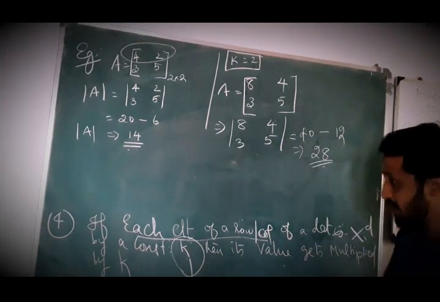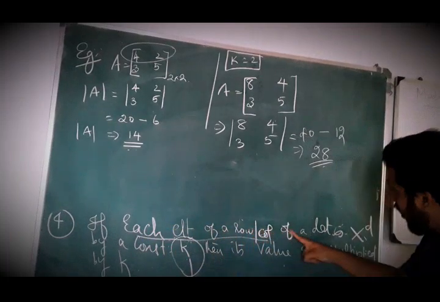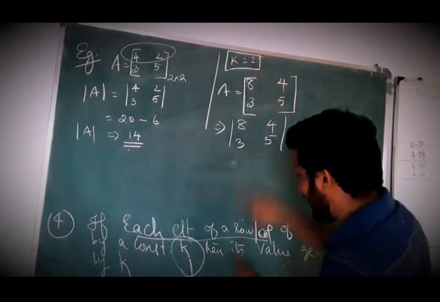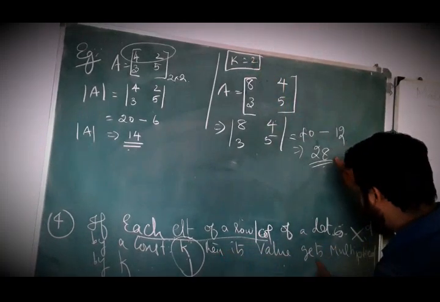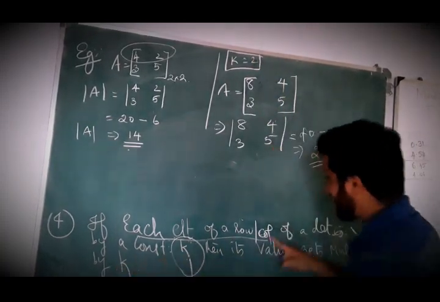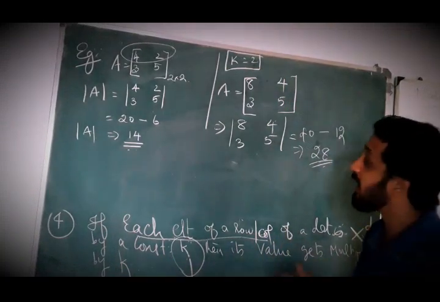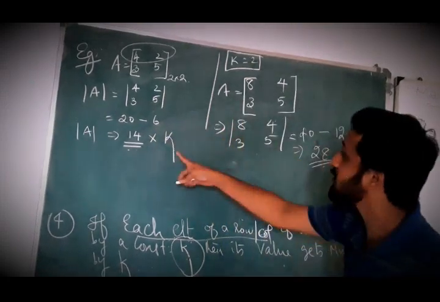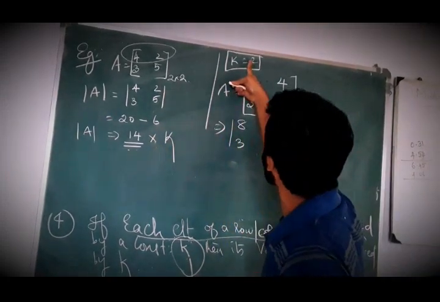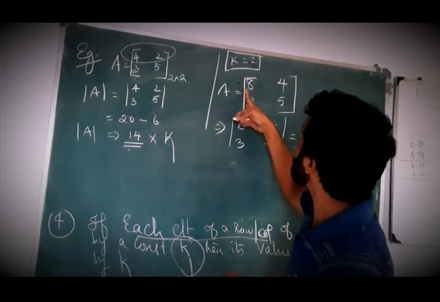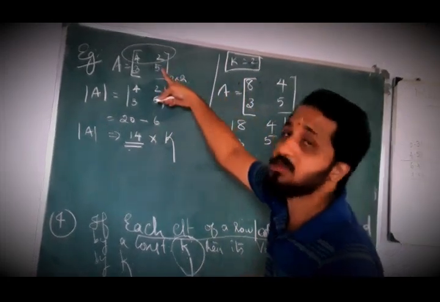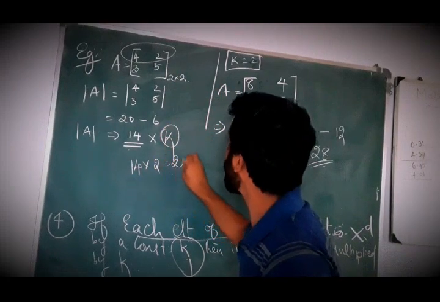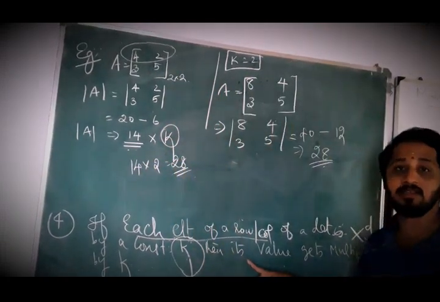Yes or no? That means if each element of a row or column of a determinant is multiplied by a constant k, then its value gets multiplied by k. That means if I multiply with the k value, you will get the same answer or not? The value of k here is 2, and I multiplied the first row elements in the first matrix. That means 14 into the value of k is 28. That's what this property tells us.